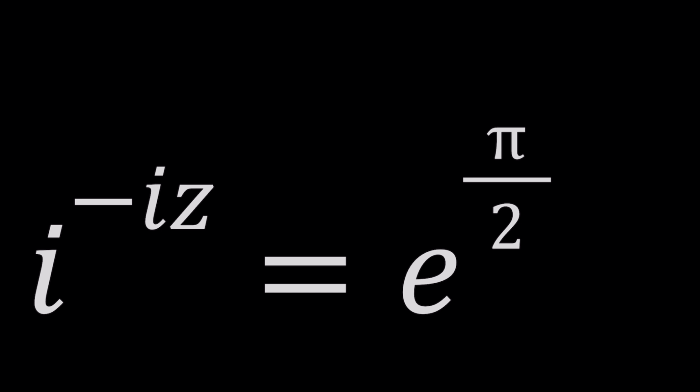What is a complex number? a plus bi is a complex number. It's also the name of this channel.